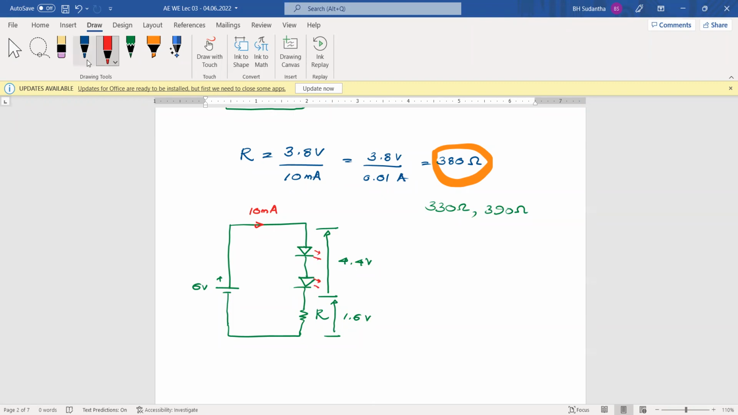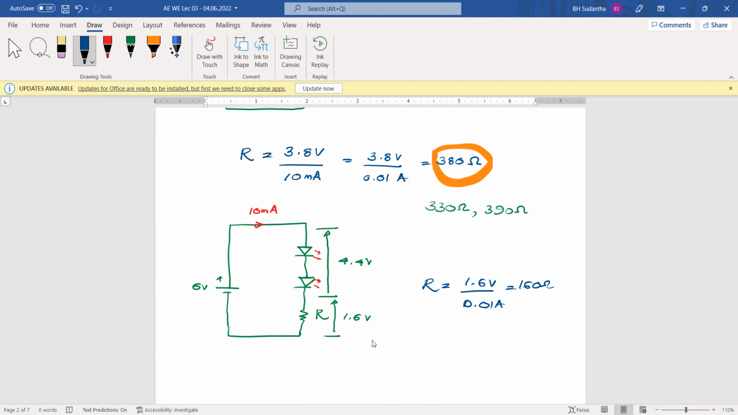Okay. Now you can also calculate this resistor value here. R is 1.6 volts divided by 0.01 ampere, then it's 160 ohms. Okay. Likewise, you can calculate how much resistance you need. Then you match this one with the market available resistor. You can select the nearest resistor there.